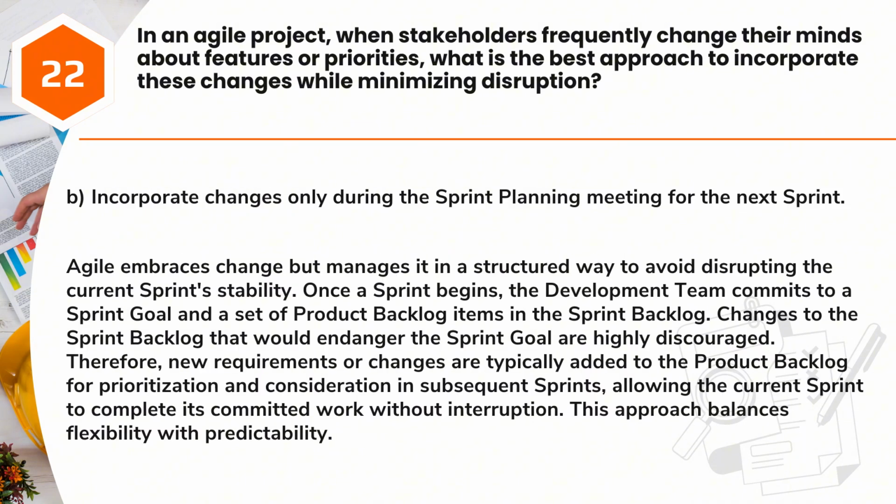Answer: B. Incorporate changes only during the sprint planning meeting for the next sprint. Agile embraces change but manages it in a structured way to avoid disrupting the current sprint's stability. Once a sprint begins, the development team commits to a sprint goal and a set of product backlog items in the sprint backlog. Changes to the sprint backlog that would endanger the sprint goal are highly discouraged. Therefore, new requirements or changes are typically added to the product backlog for prioritization and consideration in subsequent sprints, allowing the current sprint to complete its committed work without interruption. This approach balances flexibility with predictability.